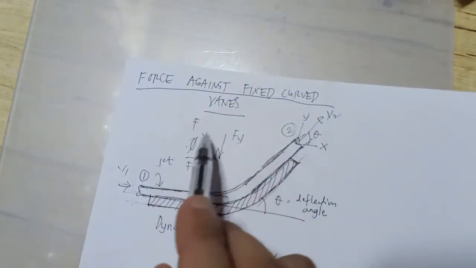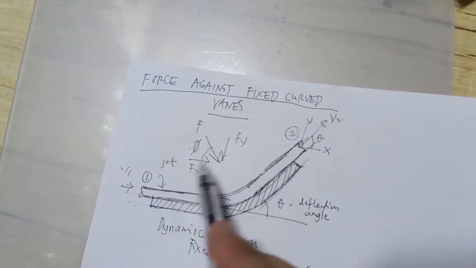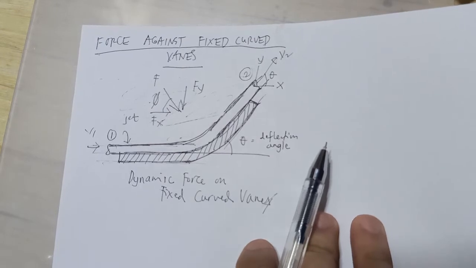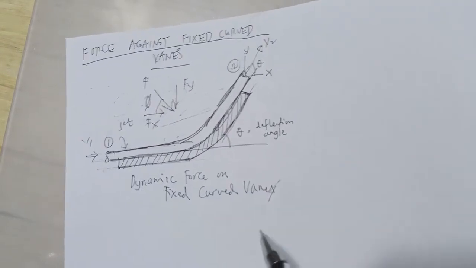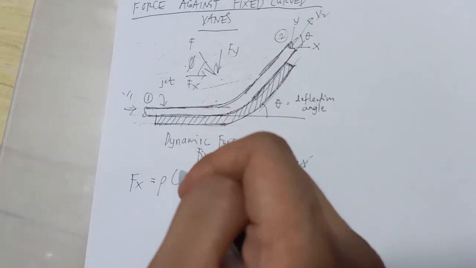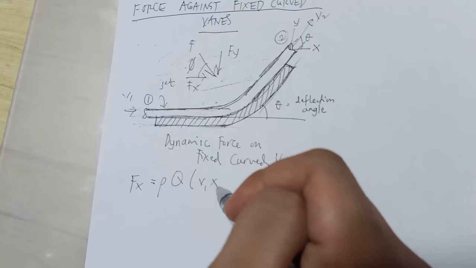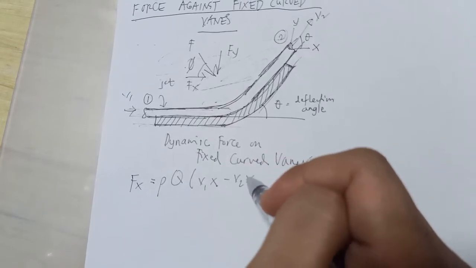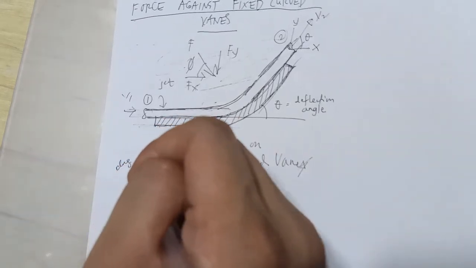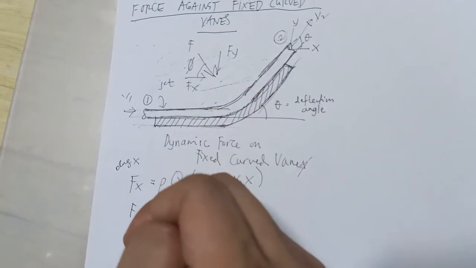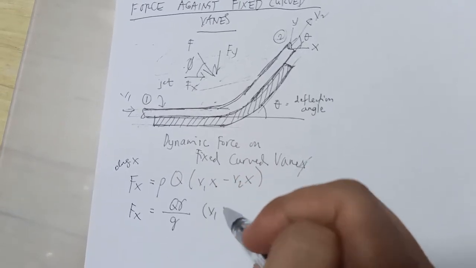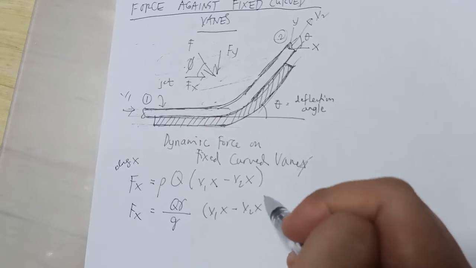Again, there is a fluid here acting. It can be expressed in this way. Fx equals mass density Q times v sub 1x minus v sub 2x, which is along x, and Fx equals Q unit weight over g times v sub 1x minus v sub 2x.